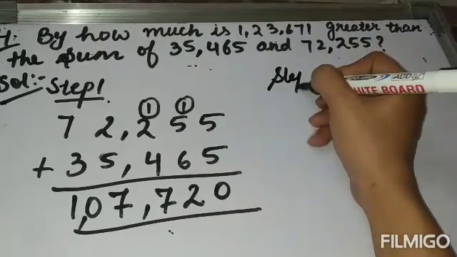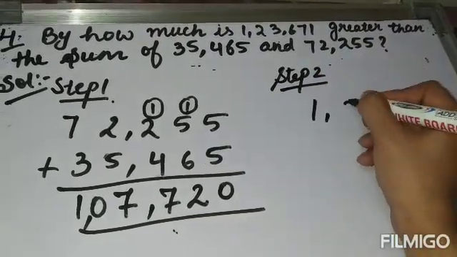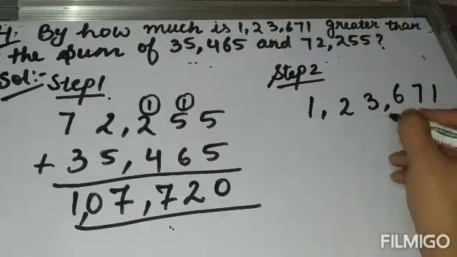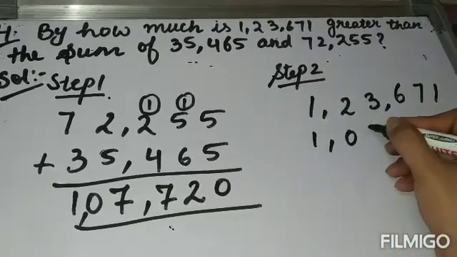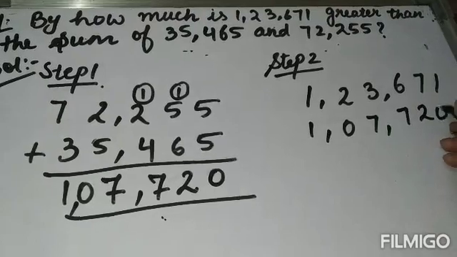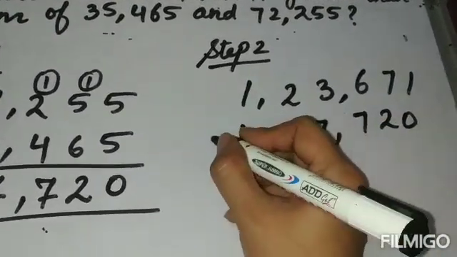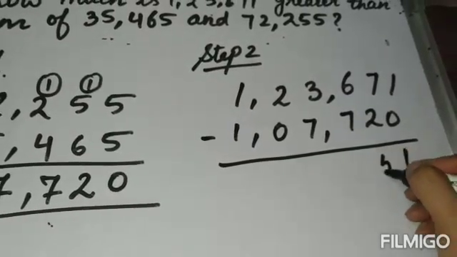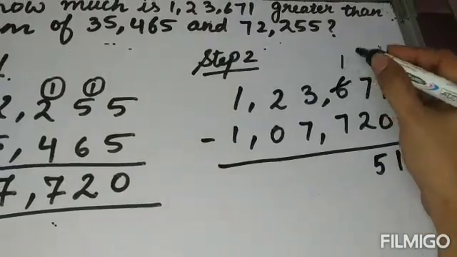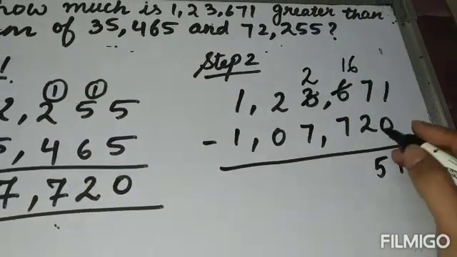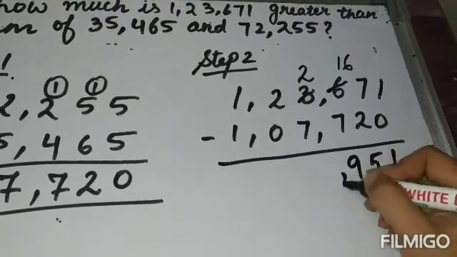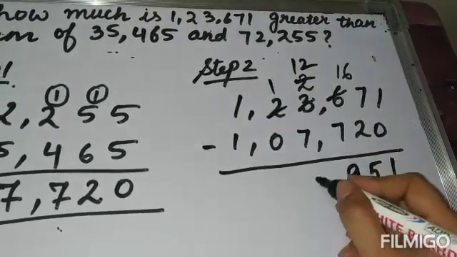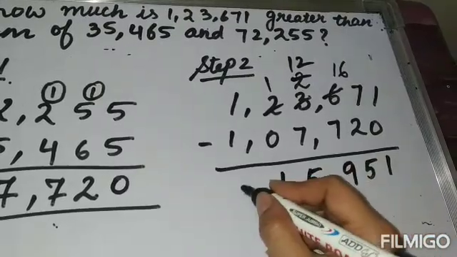So our step 2 is, we will find difference of 1,23,671 and 1,07,720. Okay, so subtract these two numbers. 1 minus 0 is 1, 7 minus 2 5, this 6 will become 16 and this 3 will become 2, and 16 minus 7 is 9, 2 will become 12 and this will become 1, and 12 minus 7 is 5 and here will be 1 and this will be 0.